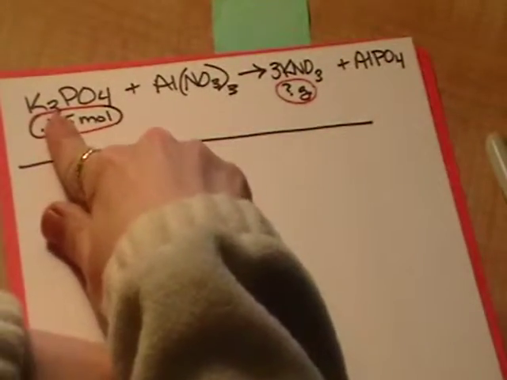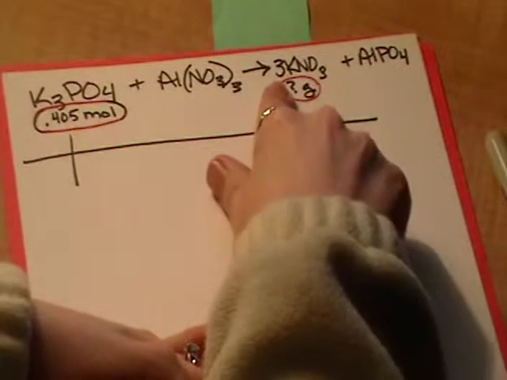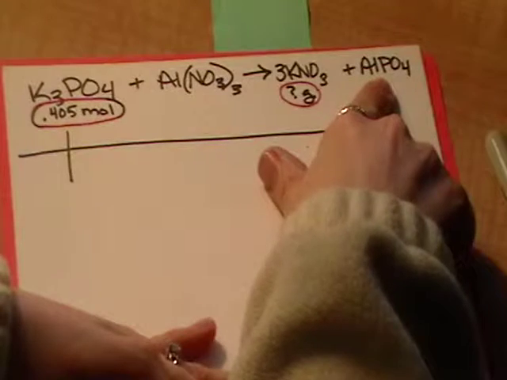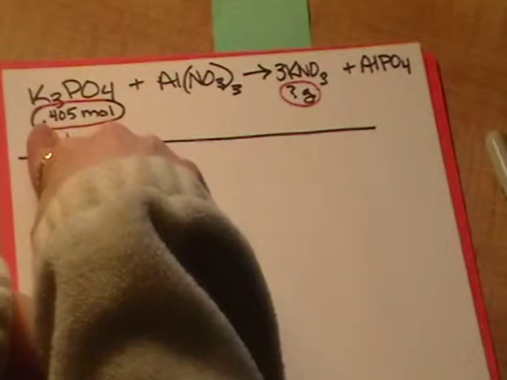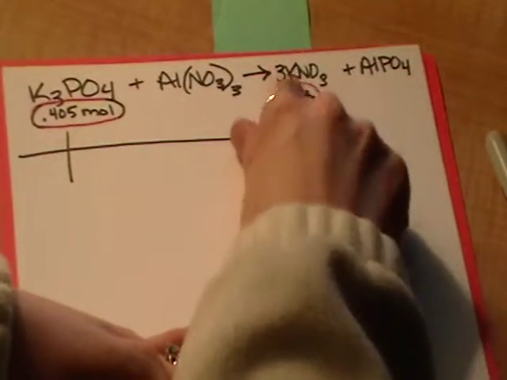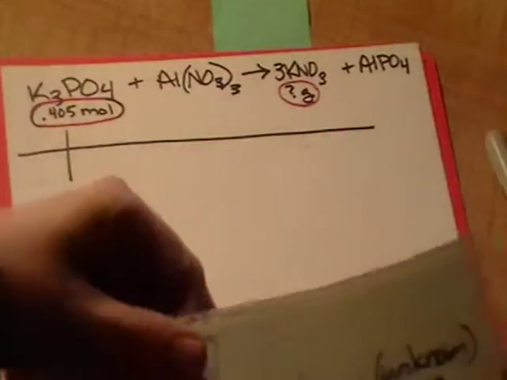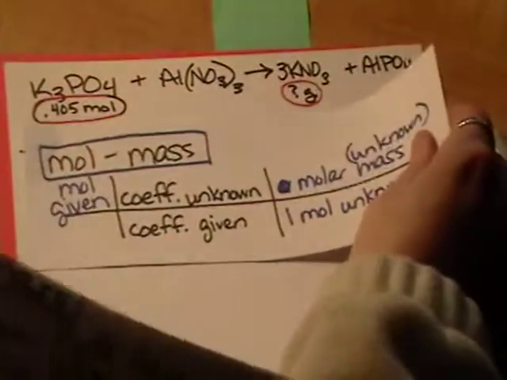Problem: I'm given potassium phosphate and aluminum nitrate, which turn into potassium nitrate and aluminum phosphate. I know that I have 0.405 moles of this to begin with, and I need to find out the grams of this. Since I'm starting with moles and going to grams, then of my choices here, mole mass is going to be the best choice.